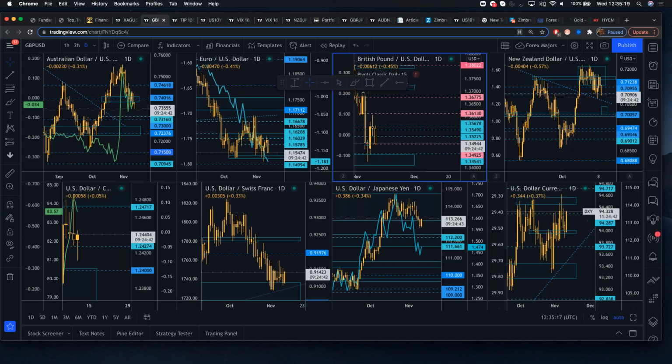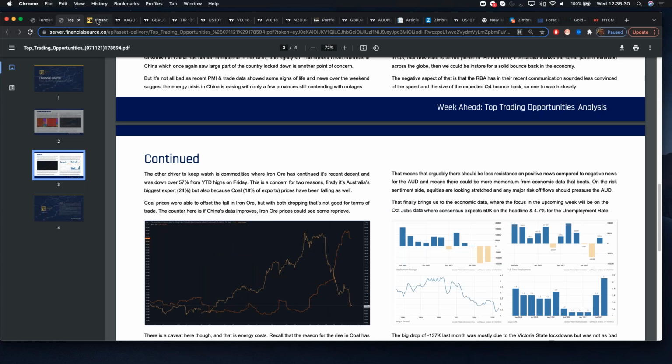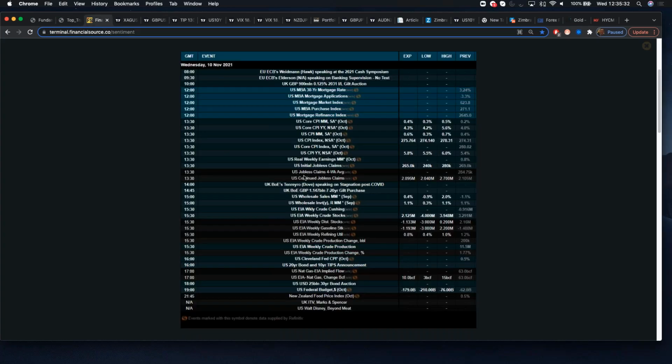Now, the major currency pairs today are just cautious ahead of the US CPI print, which is in 1 hour. So I'm just going to get us totally ready for that. Here's what we want to look at. CPI data is coming out at 1:30 UK time. That is in 55 minutes.